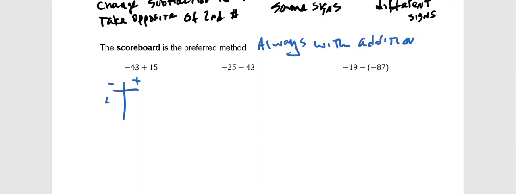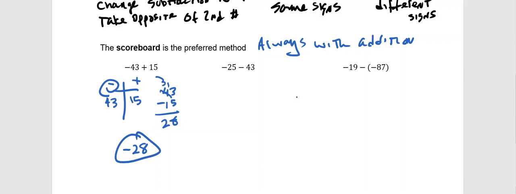My 43 is negative, so it goes on the left side. My 15 is positive, so it goes on the right. And as long as these numbers are on different sides, I'm going to subtract them. So they're in different columns. So I'm going to do 43 minus 15. That gives me 28. And I'm going to keep the sign of the number with the bigger value. So I know that negative wins. So by the time I'm done, I know that negative 43 plus 15 is negative 28.